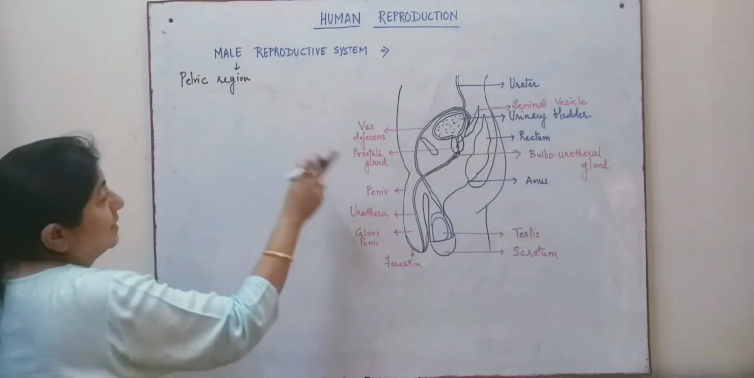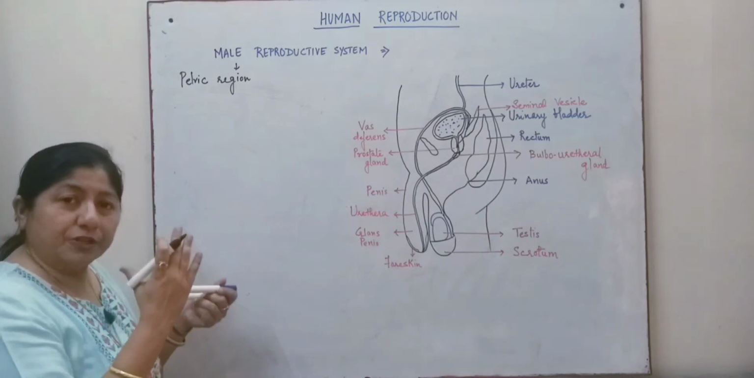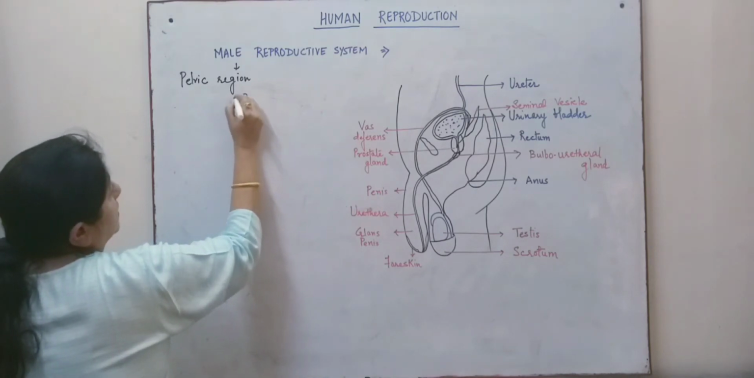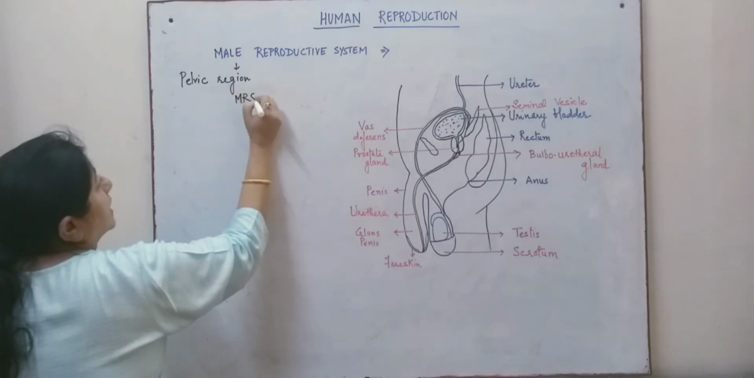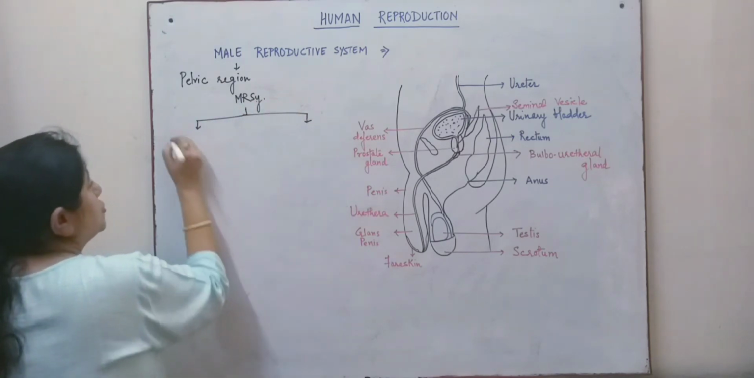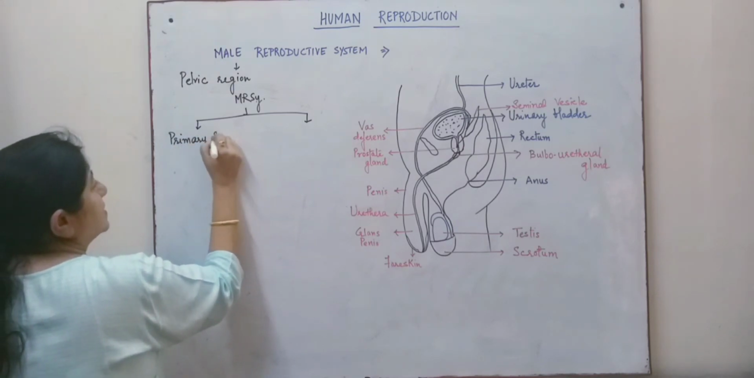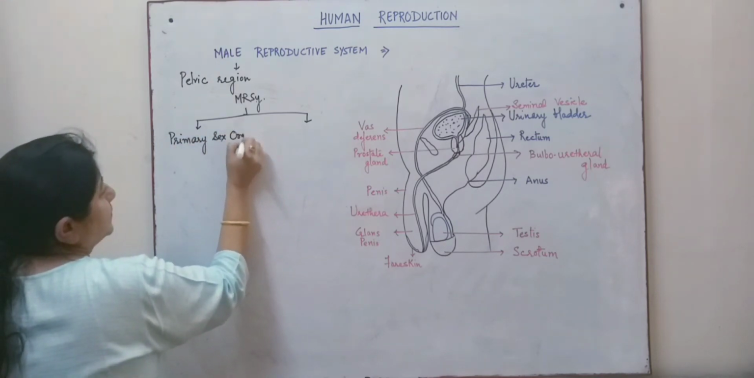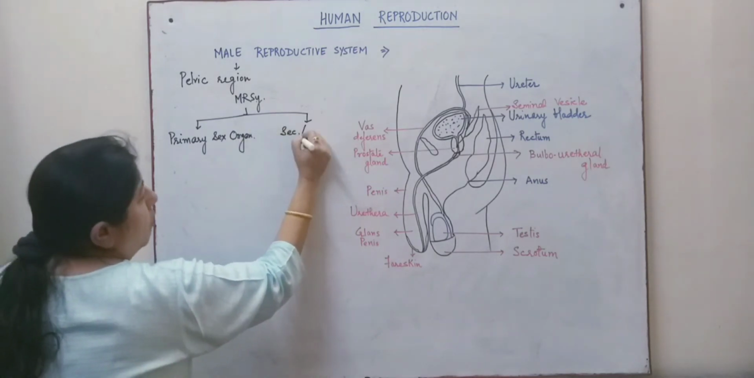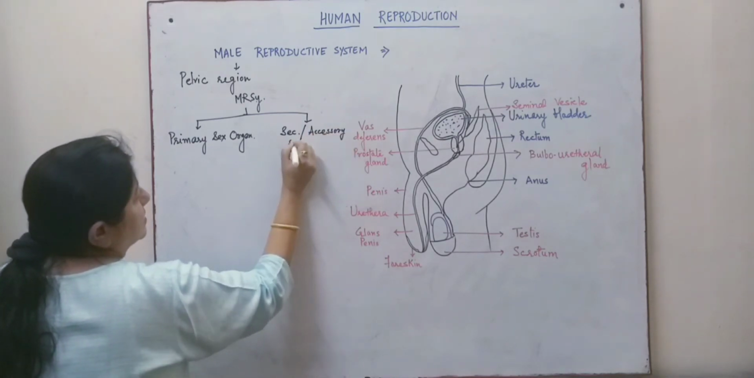Also, when we study the male reproductive system, we are putting the organs into two types. Let me write over here, male reproductive system. It has primary sex organs and secondary or accessory sex organs.